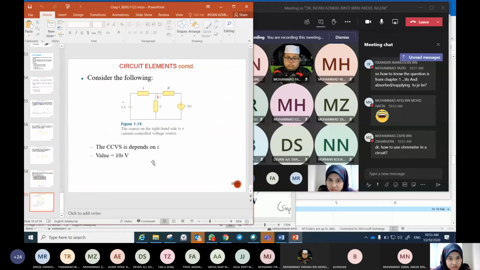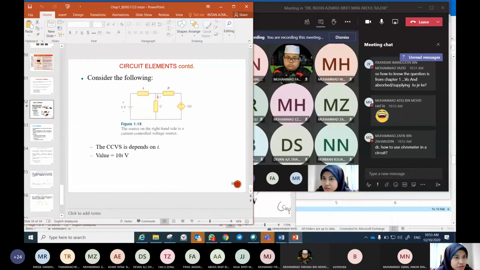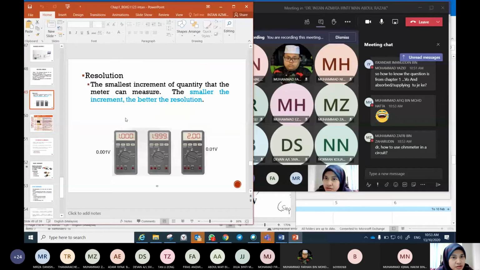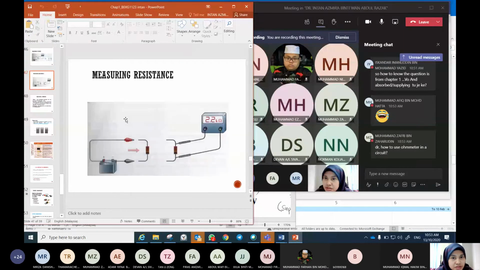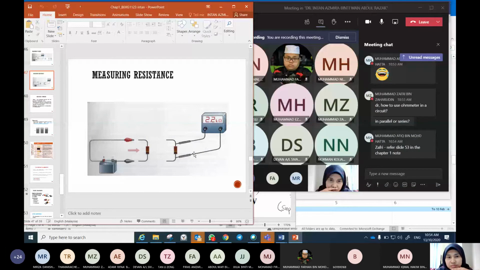Measuring voltage, okay, this is a meter, or multimeter. You just take out the resistor and tap to both ends of the resistor, and you will get the value. In parallel or series? In parallel, of course, in parallel.